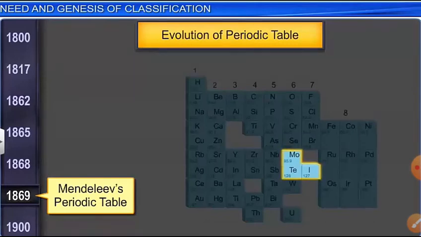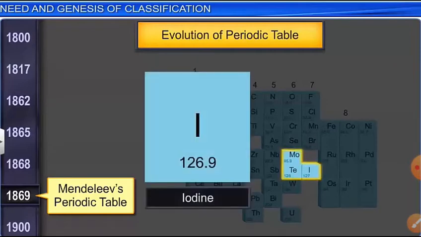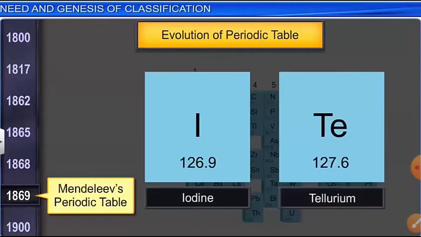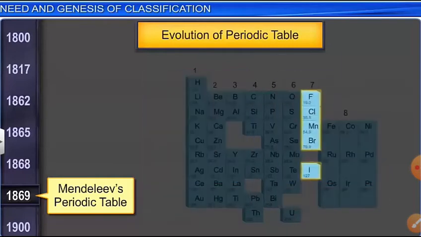He arranged the elements in increasing atomic mass, but some elements having higher atomic mass had been placed earlier than others. So iodine has a mass lesser than tellurium. Even then, tellurium is placed before iodine to maintain the similarities in physical and chemical properties.